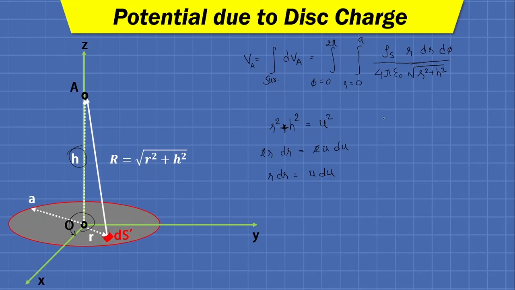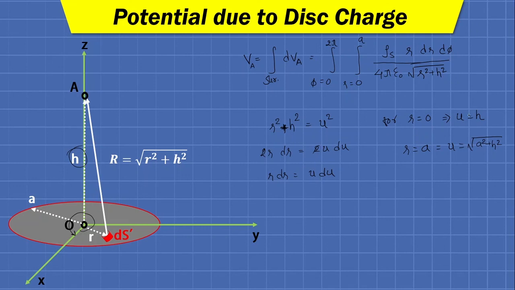And what is the lower limit of r? For r equals 0, we will have u equals h. If we put r equals 0 in this case, we'll have u equals h, and for r equals a, we'll have u equals under root a square plus h square. Okay, so if we are manipulating the variable, then our limit will also get manipulated.